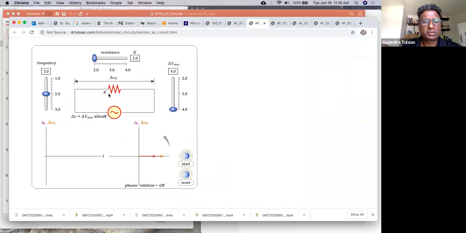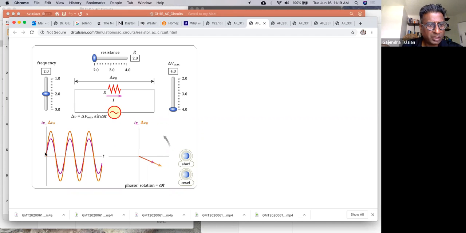So here's the AC source, here's a resistor, and we'll start it. The AC source gives you an AC current. The brown curve is the voltage and the purple curve is the current, and you see the current keeps in lockstep with the voltage. As the voltage rises, the current rises in the resistor. You will find that this is not true when you connect a capacitor or an inductor. Only with a resistor does the current keep in lockstep with the voltage.